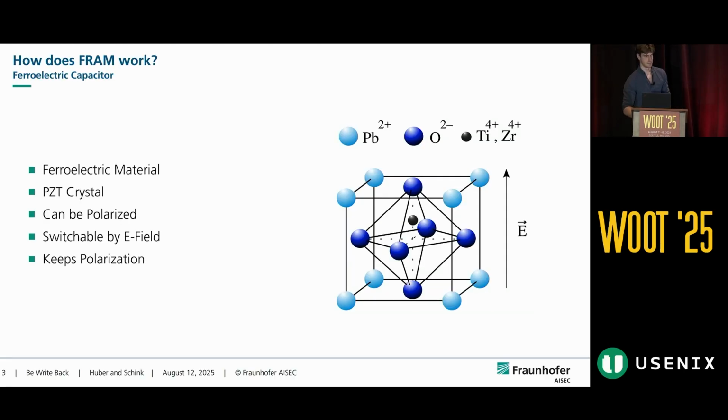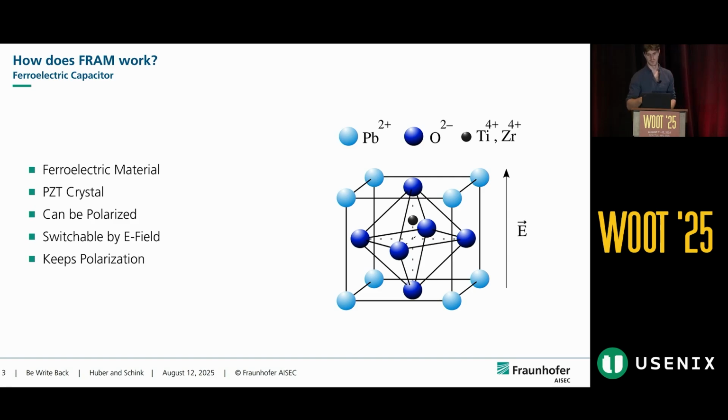Now, how does FRAM work? FRAM uses so-called ferroelectric capacitors. Those capacitors use a ferroelectric material as their dielectric. Usually this is done with a PZT crystal, which you can see over there. And this crystal can be polarized in two states.